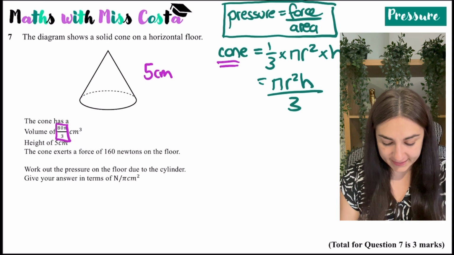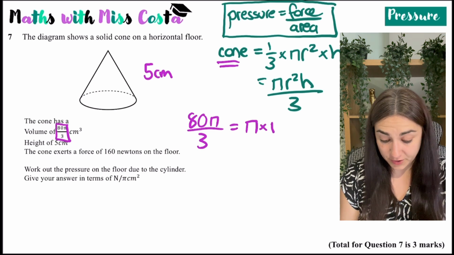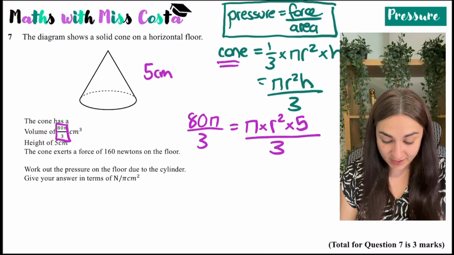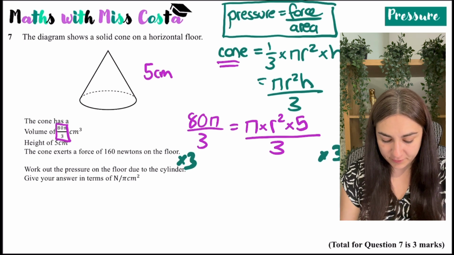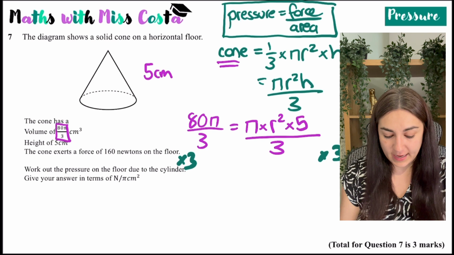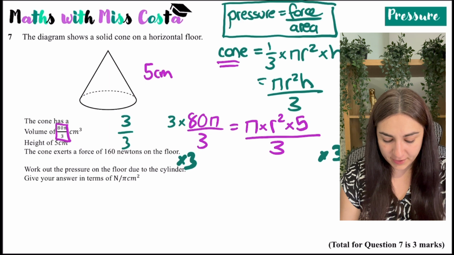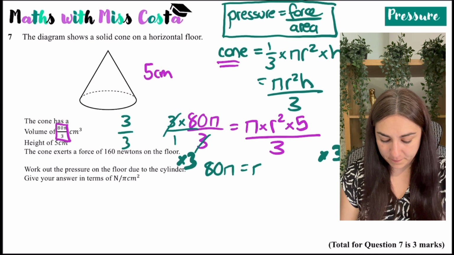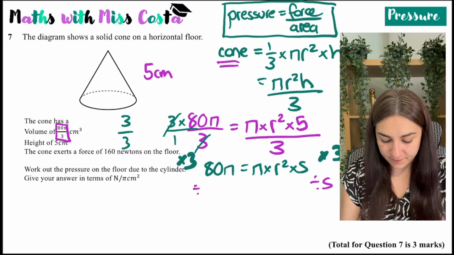I can substitute my things in. I know that the volume, 80 pi over 3, is going to be equal to pi times r squared, which I don't know, times the height, divided by 3. So what I can do is rearrange it in order to figure out what r must be. Well, step 1, if I times both sides by 3, if I'm multiplying something by 3 and it's being divided by 3, then it just cancels itself out, because that would become 3 times this, and then 3 and 3 would cancel. So that would be 80 pi equals pi times r squared times 5. Then what I could do is divide both sides by 5.